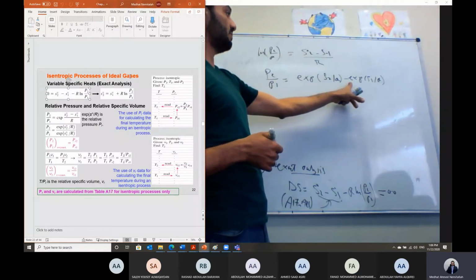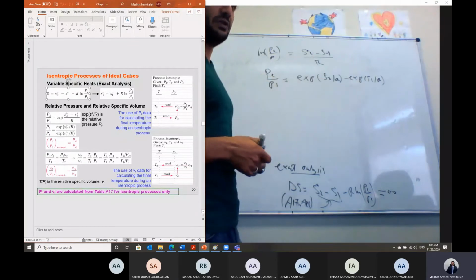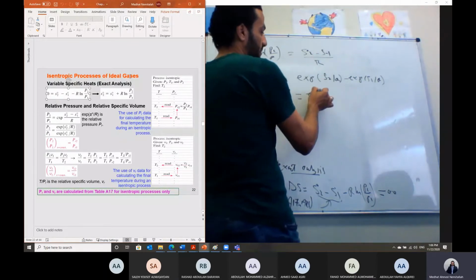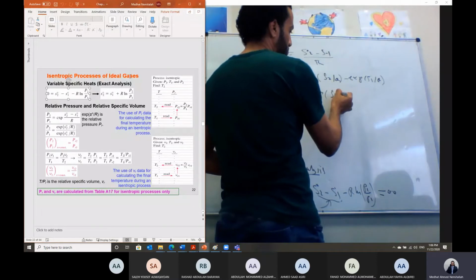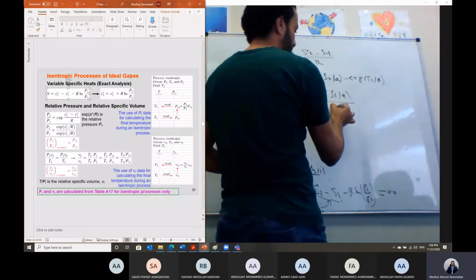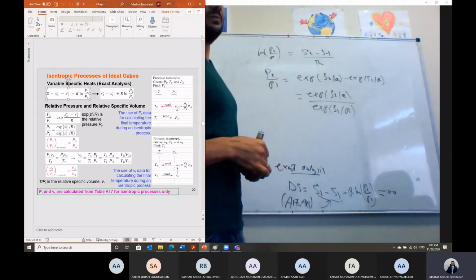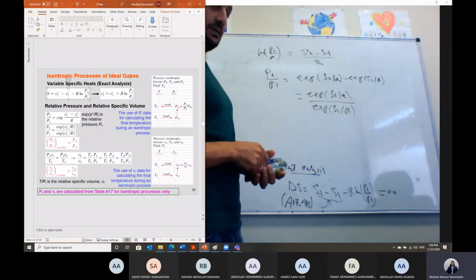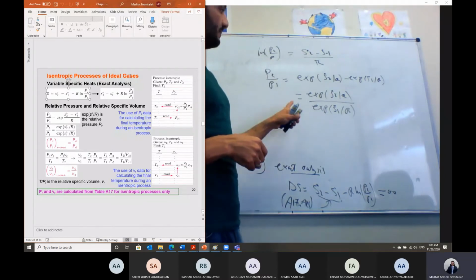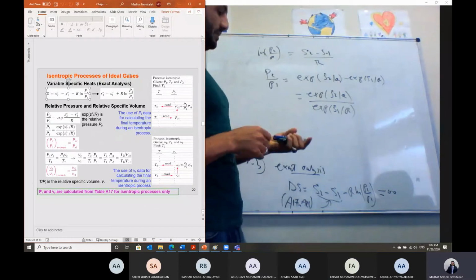But if we have exponential of a term minus exponential of another term, is it the division? So it is equal to what? Exponential of S naught 2 divided by R, divided by the exponential of S naught 1 divided by R. Is it, guys? So is it okay? Yes, right. So this is just mathematics.